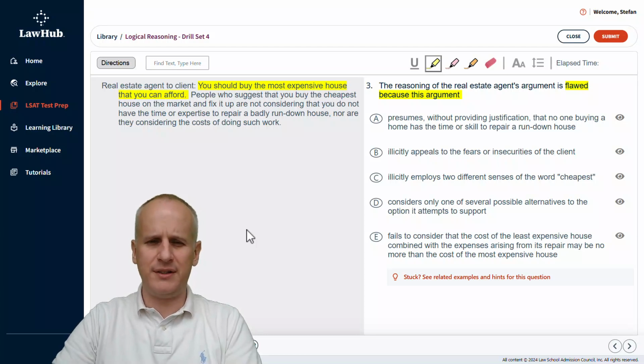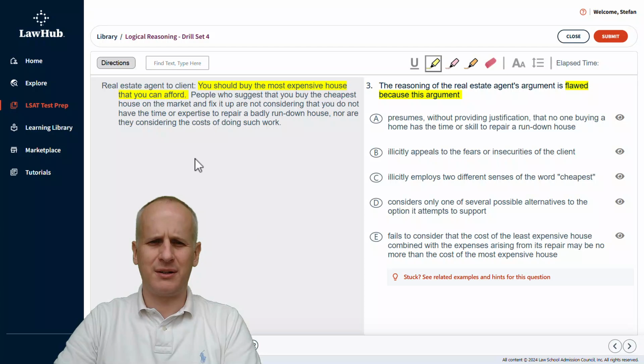So we do have to read the evidence, though, of course. So the real estate agent says to the client, you should buy the most expensive house that you can afford because people who suggest that you buy the cheapest house on the market and fix it up are not considering that you do not have the time or expertise to repair a badly run down house, nor are they considering the cost of doing such work.